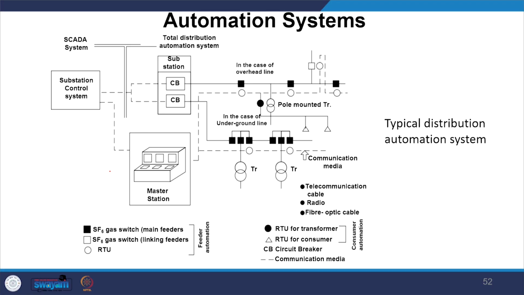So the typical distribution automation system, you can see we do have SCADA systems and the total distribution automation system: substations, master stations, and in the case of overhead lines and underground lines, we have communication media in each case. So probably the typical distribution automation system architecture looks like this.